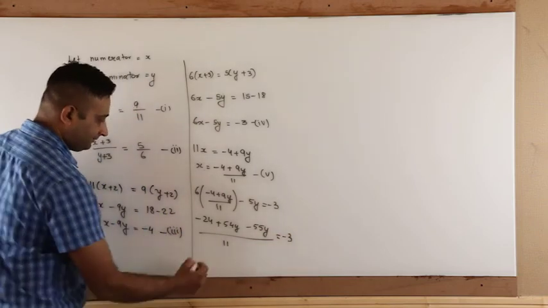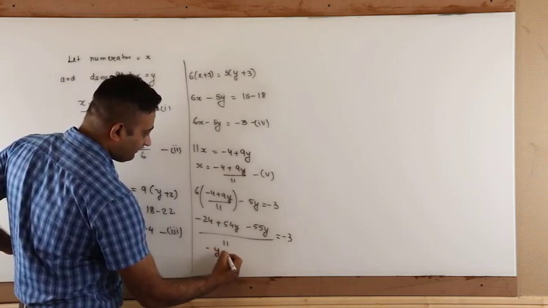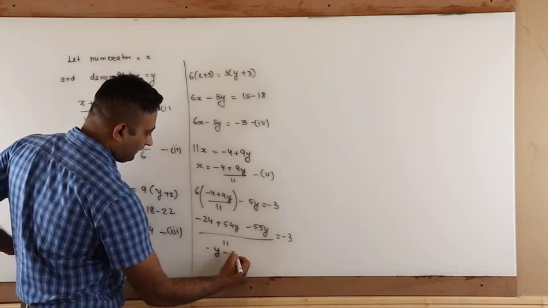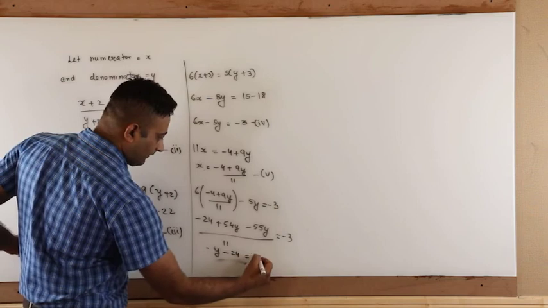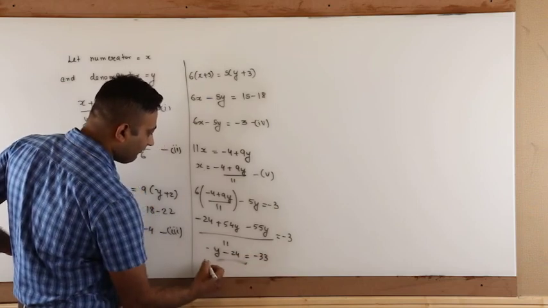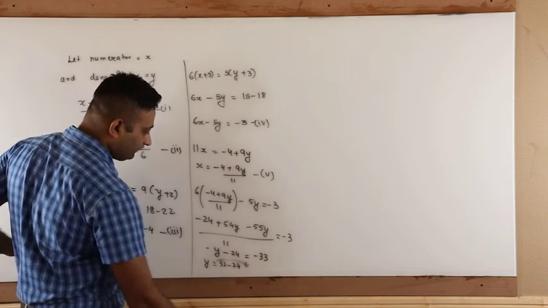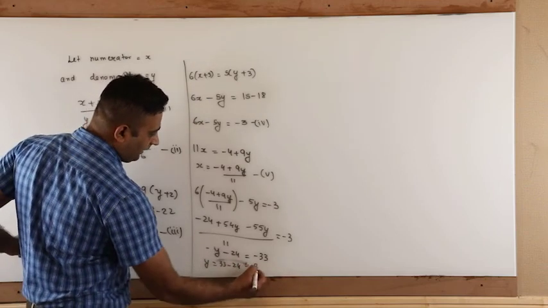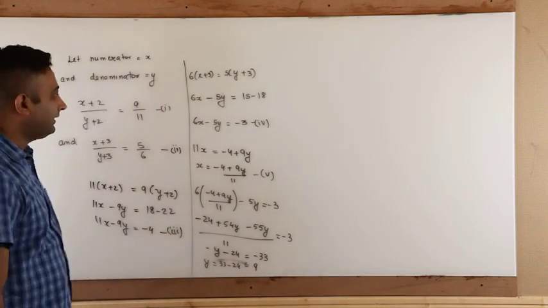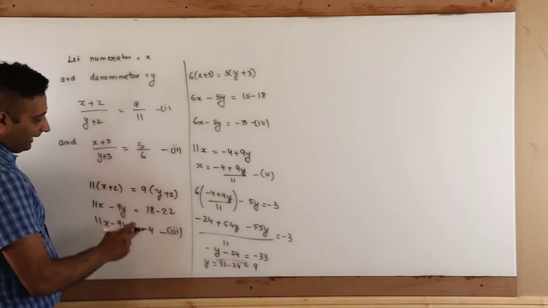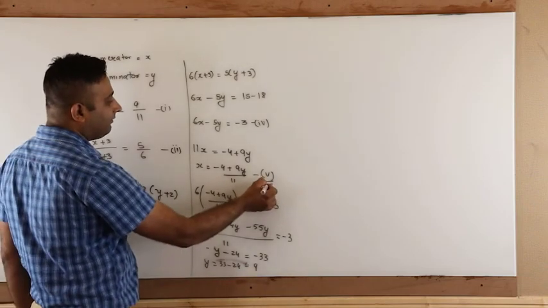That means minus y minus 24 equal to minus 33. That means y is equal to 33 minus 24, which is equal to 9. That means y is equal to 9, and we can find the value of x by substituting the value of y in equation number 5.